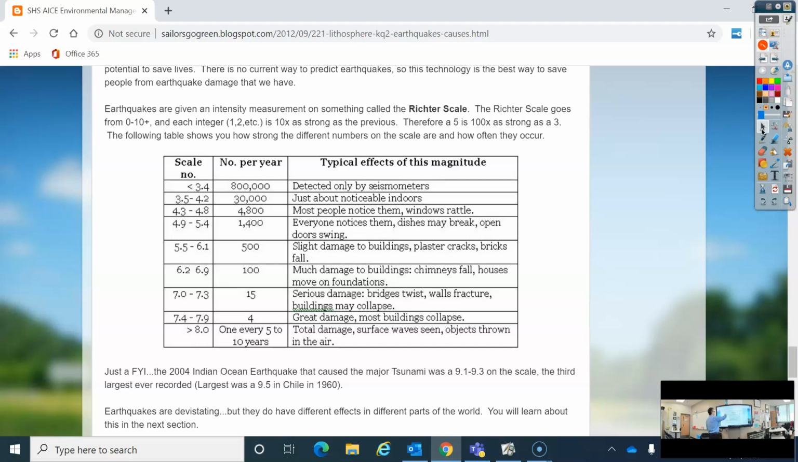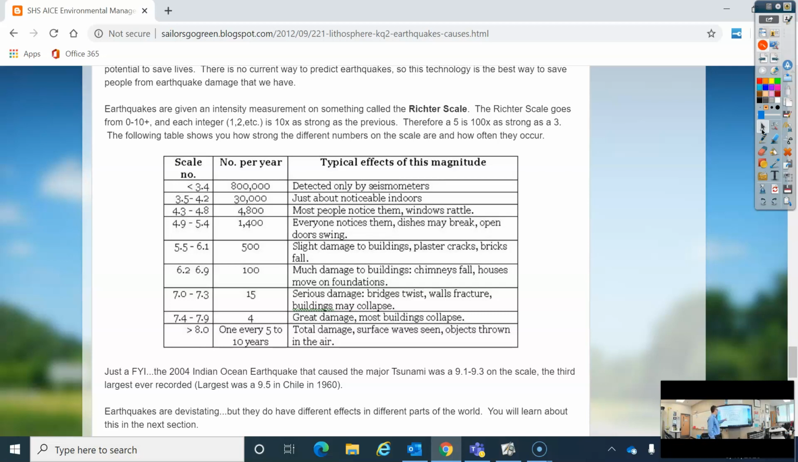So there's 800,000 per year that are less than a 3.4. These are barely even felt, detected only by seismometers. About 30,000 would be noticeable indoors. But don't forget, some of these happen underwater, so not all of these happen on land. At 4.3 to 4.8, most people notice them and windows rattle. You get up to the 5.5 to 6.1, only 500 per year. Slight damage to buildings, plaster cracks, bridges fall.